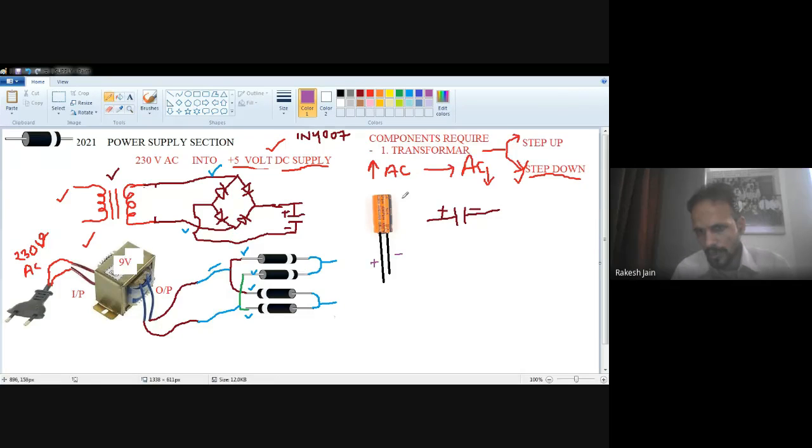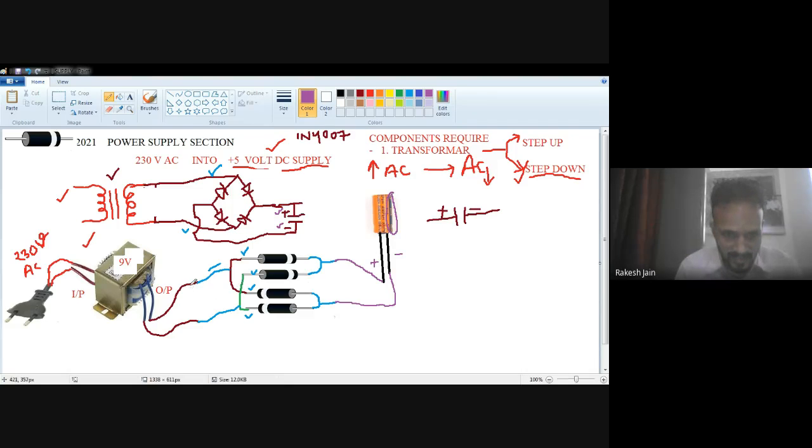Otherwise, on the body of the capacitor, if you see carefully, minus is mentioned. So the minus terminal is mentioned, which means the other side is the plus terminal. So you should connect the plus with the upper side and minus with the lower side. I have to connect with the help of a wire, the plus with the upper side and the minus with the lower side. Now after this, see very carefully, it will pass through the rectifier.